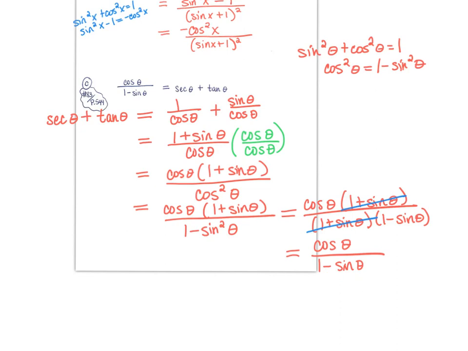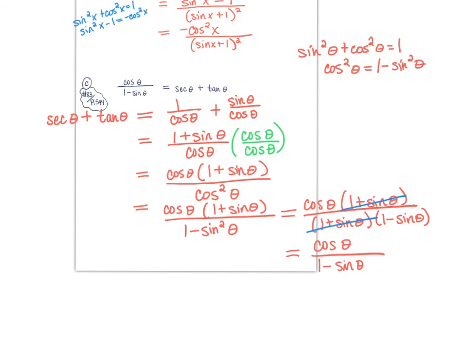Now, in this problem, you could have made your life easier by starting with the left-hand side, because you could have multiplied by 1 in the form of 1 plus sine of theta divided by 1 plus sine of theta, and you would have been able to work backwards like that. But as you saw, it doesn't matter whether you start with the right-hand side or the left-hand side as long as you prove that the equation is an identity. Does that make sense? What questions do you have about this?